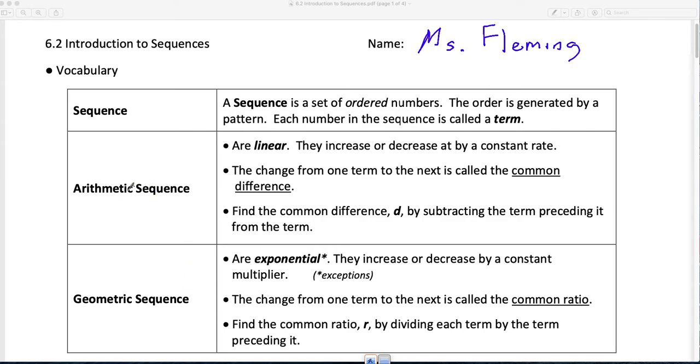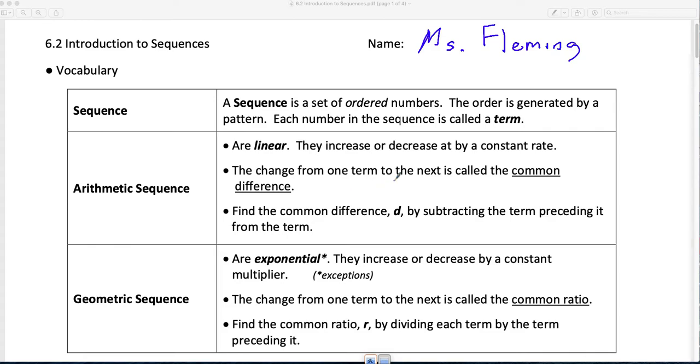All right, arithmetic sequences, they are linear. They're going to function exactly the way a linear function worked. They are going to increase or decrease by a constant rate. So just like you saw the slope was the amount we increased and decreased by, we're going to have something here that is called a common difference. That's the amount we increase or decrease by, and it works exactly the same way.